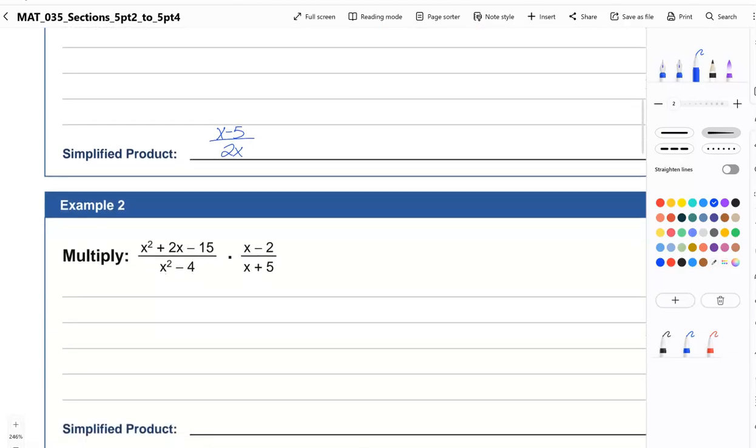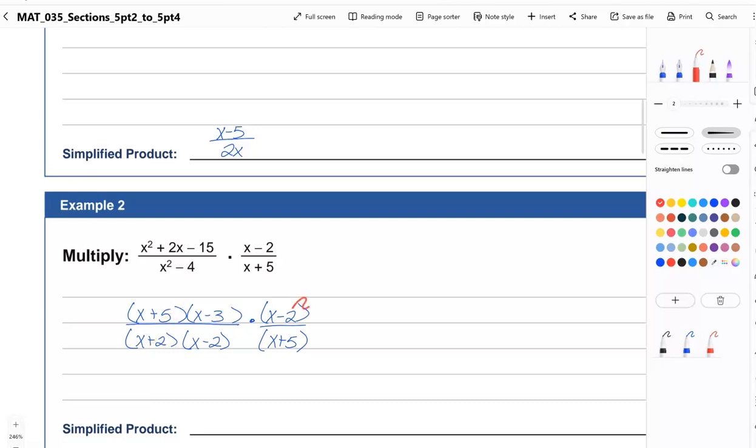Let's look at the next one. We have x squared plus 2x minus 15 over x squared minus 4, and that's going to be multiplied by x minus 2 over x plus 5. So we're going to factor the tops and the bottoms. That top is going to factor into x plus 5 times x minus 3. And the bottom is going to factor into x plus 2 times x minus 2. And we're multiplying by x minus 2 over x plus 5. Remember I said in a previous video that there is an understood parentheses around the top and the bottom of a fraction. So I'm just going to go ahead and put that parentheses in.